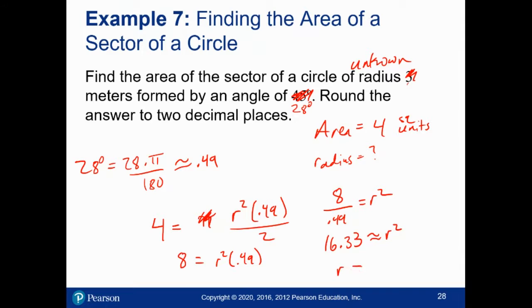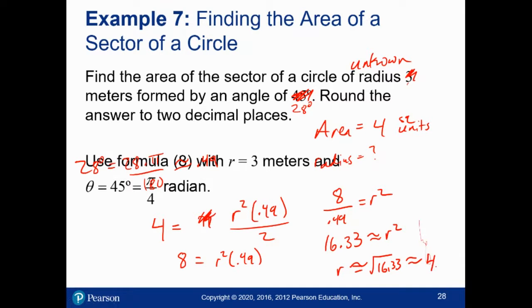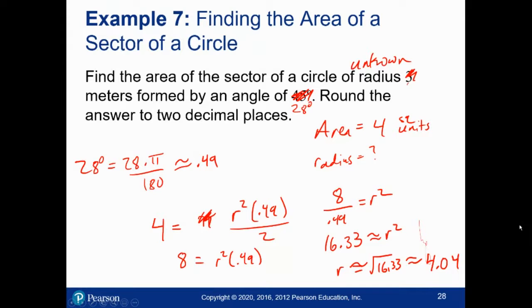And now I would take plus or minus the square root, but of course the radius is not going to be negative. So the square root of 16.33 is going to be very close to 4. And again, rounding to 2 decimal points, the square root of 16.33 is 4.04, almost exactly 4. Okay, so you can do a similar problem where you're trying to solve for the radius instead of solving for the area. If you were given the area and the radius, you could solve for the angle, and it would be measured in radians.